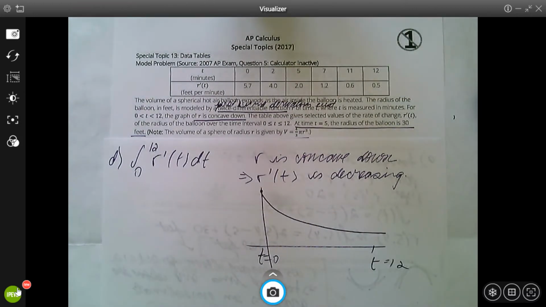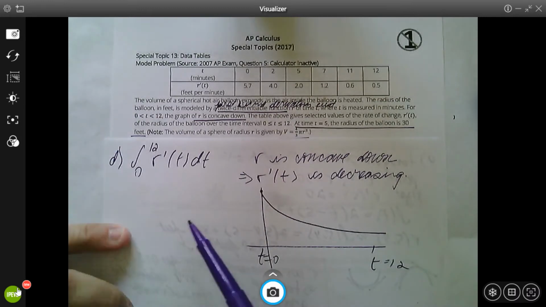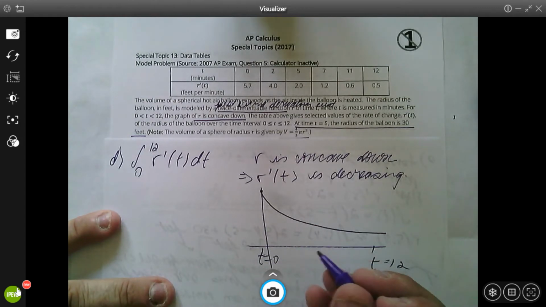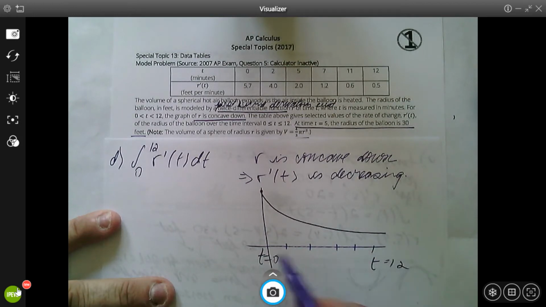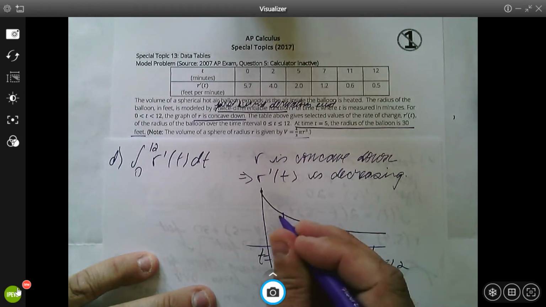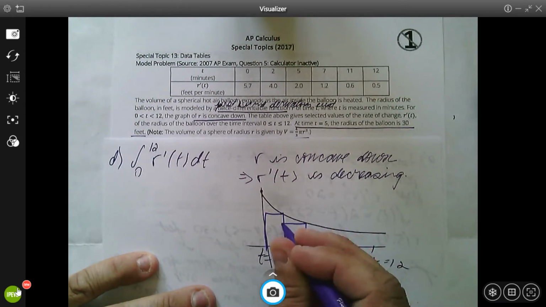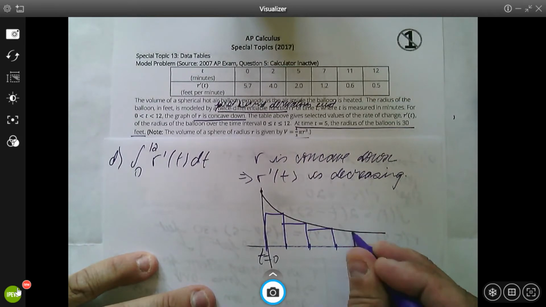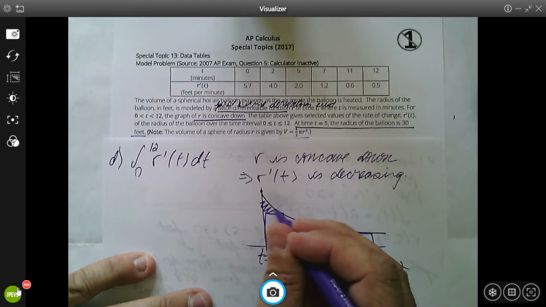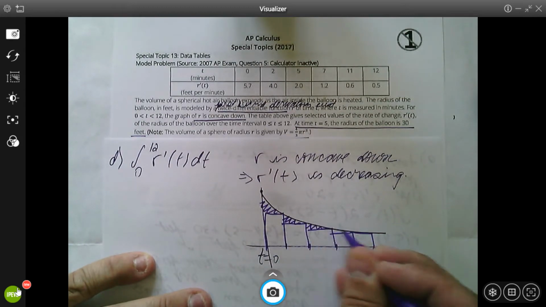Okay, now does it have to look like that? No, of course it doesn't have to look like that. But not only is r prime decreasing, we're using the right endpoint method to approximate your integral here. So you've divided this interval into 5, and you're using the right endpoint method. Draw those rectangles. What do you notice about every single one of those rectangles? They're all going to be missing some area from the true integral.